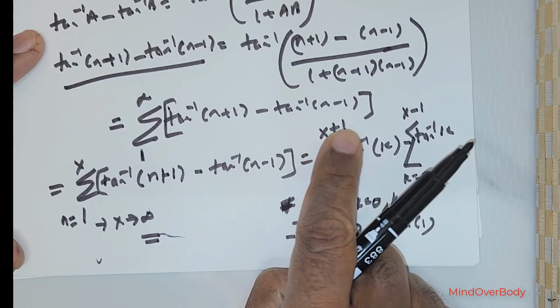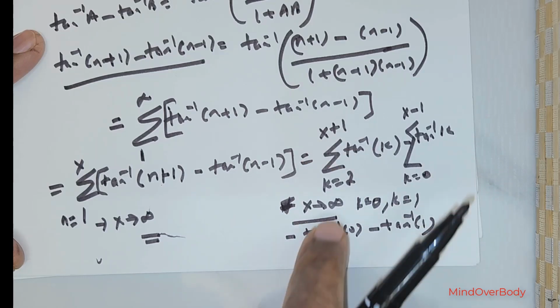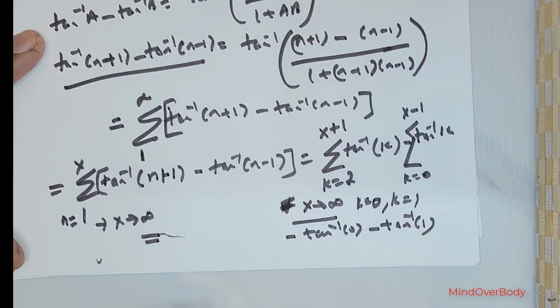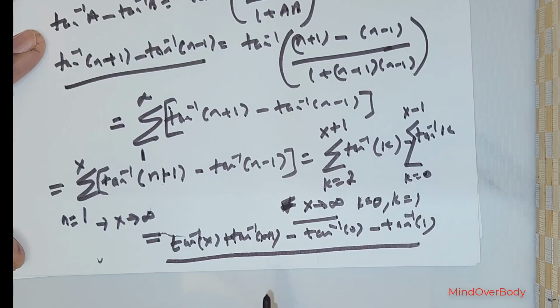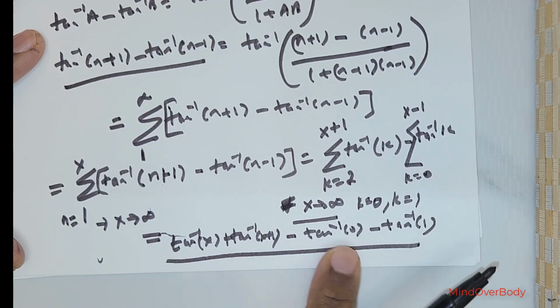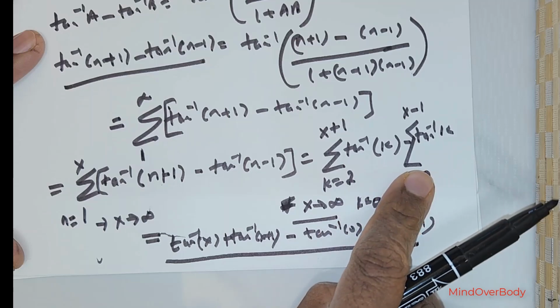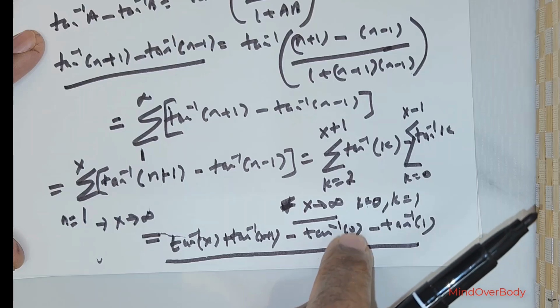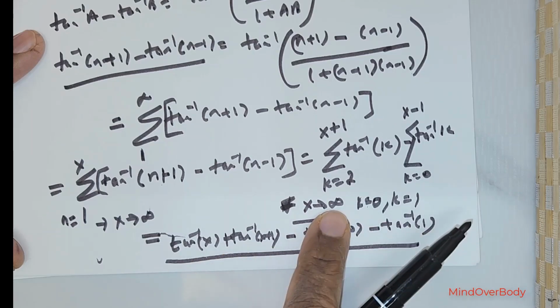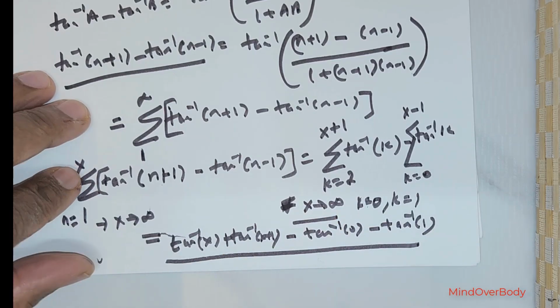But x and x plus 1 will be retained. So this is going to be equal to tan inverse of x followed by tan inverse of x plus 1. So these are the 4 terms that would be left when we perform the calculations, when we expand the series and sum it up. Now I'm going to tend x to infinity. So that was the next step.